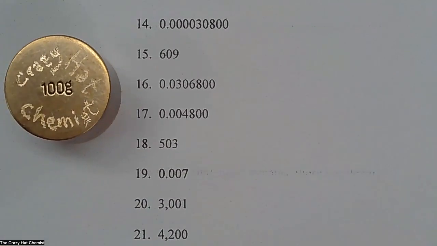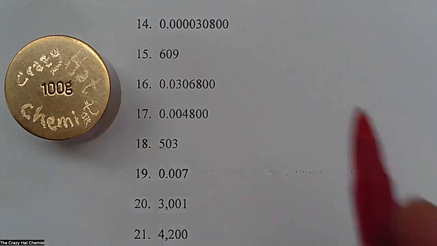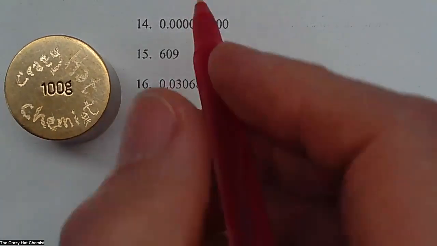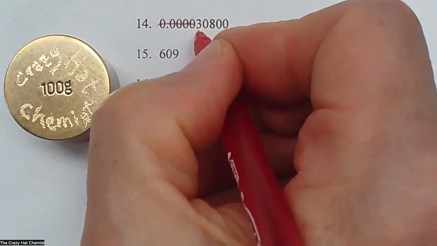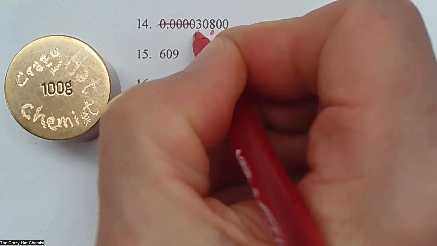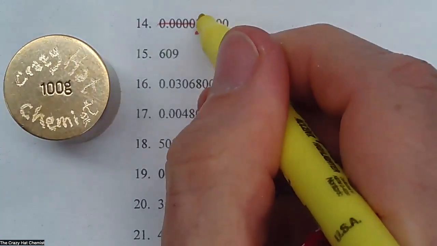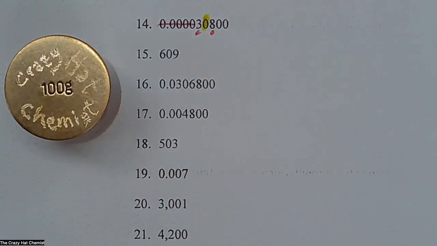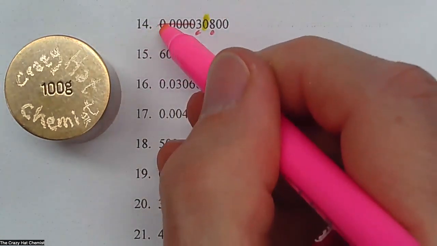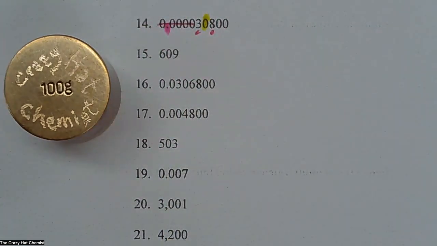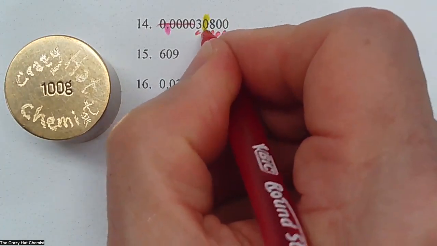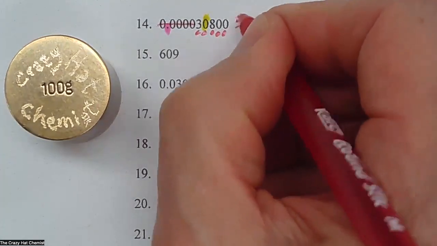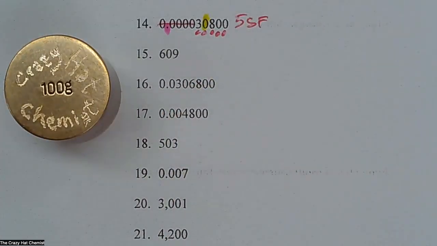All right, so here we go. We're going to continue on. These zeros are leading zeros. Leading zeros never count. The 3 and the 8 count because they're non-zero integers. This zero here is a captive zero, and captive zeros count. This number has a decimal in it, so that means that these two trailing zeros count. So that's a total of 5 significant figures.